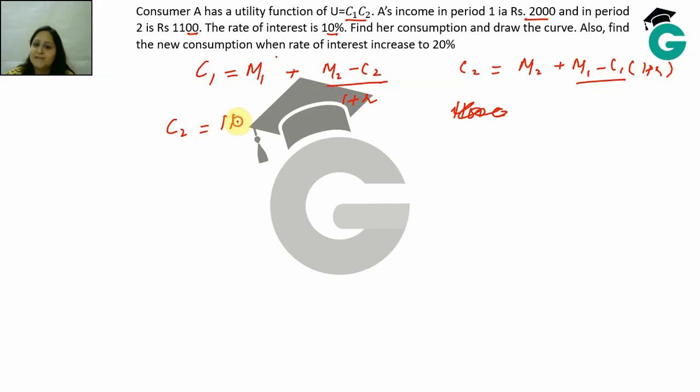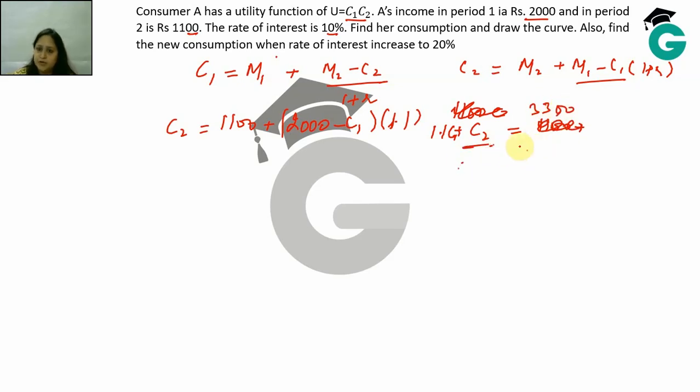C2 is unknown, M2 is 1100 plus M1 is 2000 minus C1, which we don't know what that is, into 1.1. That's my budget line. That is C2. So 1.1 C1 plus C2 is equal to 1100 plus 2000 into 1.1. 2000 into 1.1 is 2200. So 2200 plus 1100 is 3300. So I have 1.1 C1 plus C2 to be equal to 3300.